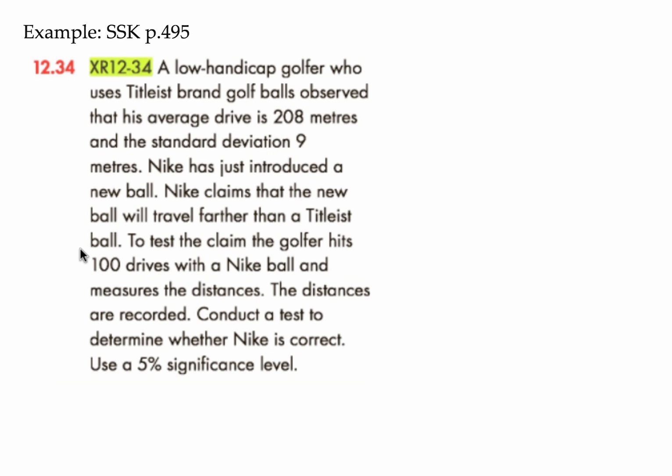So the question says, a low handicap golfer who uses Titleist brand golf balls observed that his average drive is 208 metres and the standard deviation is 9 metres. I'll just pause there for a minute. There's a whole section in the textbook devoted to doing hypothesis testing for the mean when you know what the standard deviation is. Now the problem is that's just not a realistic situation. So if you don't know the mean, you're not going to know the standard deviation.